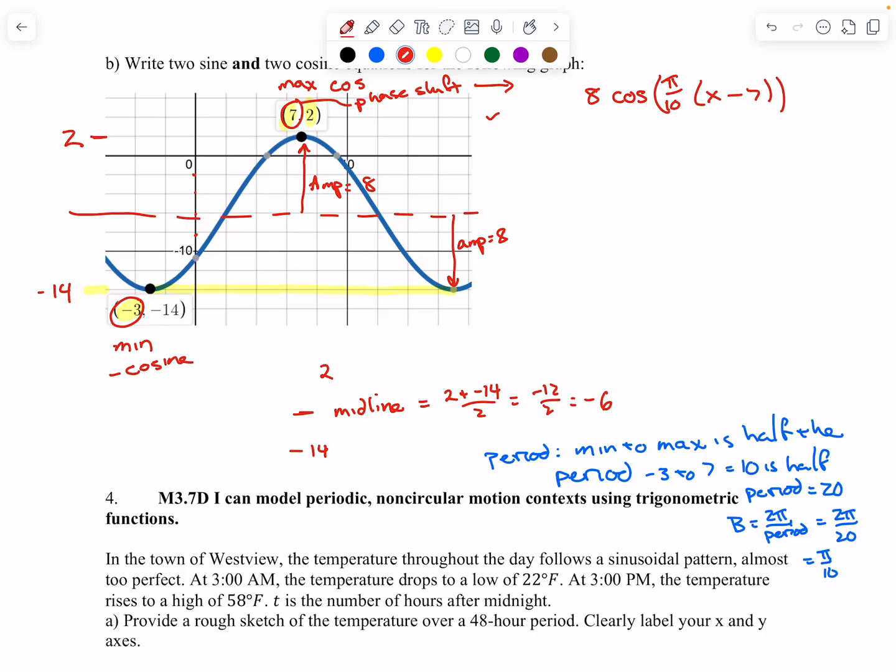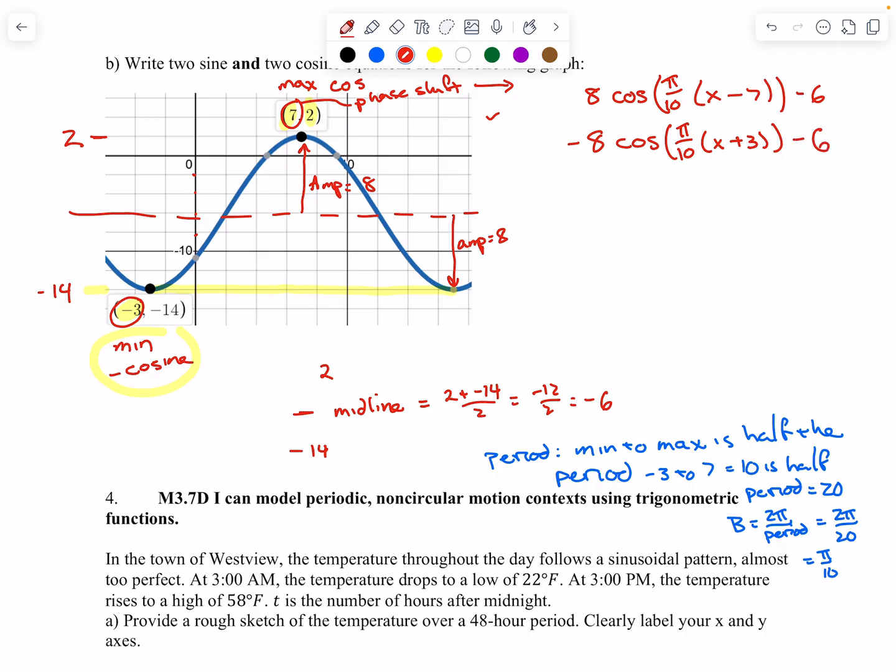And the midline was at -6. Okay. For the min, for negative cosine, it's at -3, so 8 negative cosine, pi over 10. Let's see, x minus -3 is x plus 3.